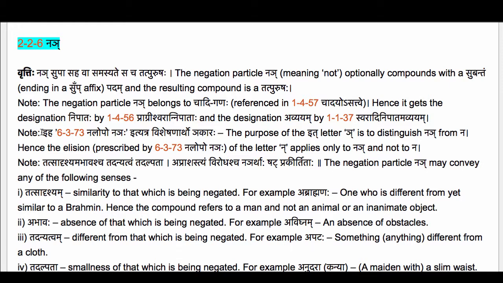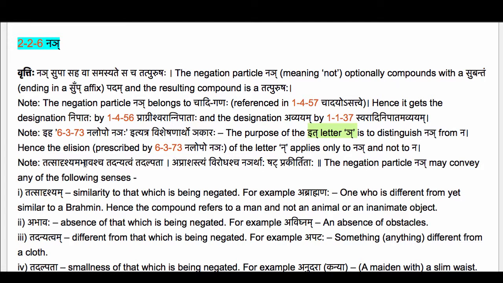The next note says Iha na lopo nanyaha ityatra visheshanartho nyakaraha. The purpose of the it letter nya is to distinguish Nyai from na. Na is also a separate avyayam. It also means not, but the important difference between these two is that the elision prescribed by 6373 na lopo nanyaha of the letter na applies only to Nyai and not to na, because 6373 says na lopo nanyaha. That is why Panini has attached this it letter nya to this particle Nyai, so that 6373 is allowed to apply only to Nyai and not to the avyayam na.